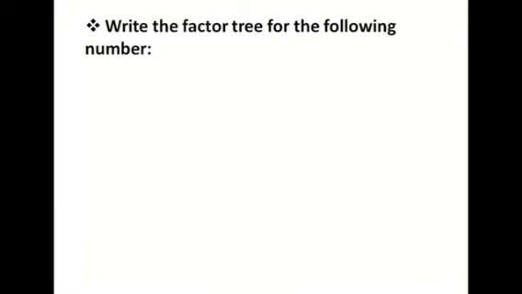Write down the factor tree for the following number. The number given here is 45. You have to draw the factor tree for 45. So what do you have to do? Write down 45. Now you can factorize 45 in different ways.